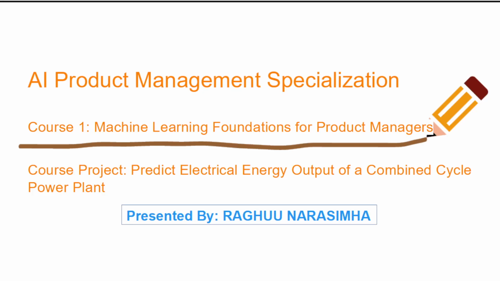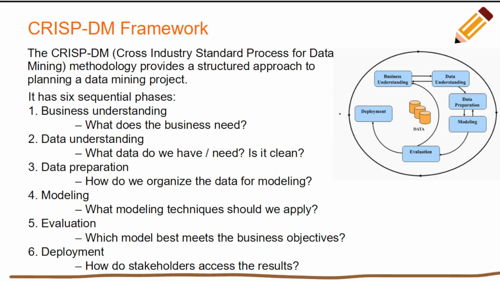Hello all, this is Raghu Narasimha presenting the project for course 1 Machine Learning Foundations for Product Managers, part of AI Product Management Specialization. In this project, CRISP-DM, which is known as Cross Industry Standard Process for Data Mining Framework, comprising 6 phases, is followed, and each phase will be explained in detail.